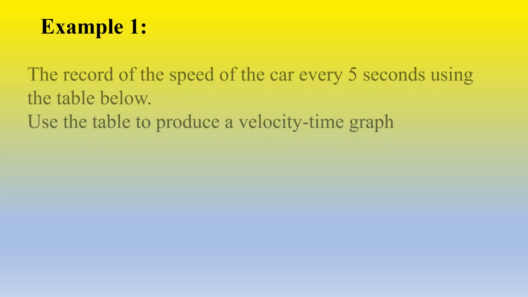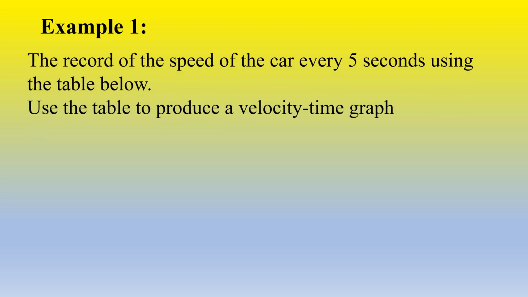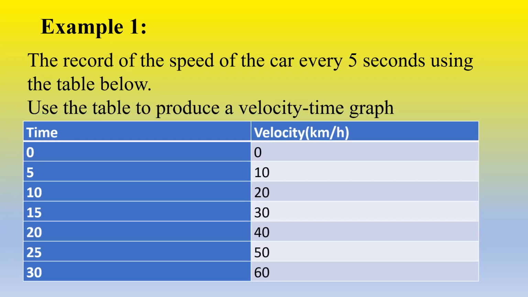Example 1. The record of the speed of a car every 5 seconds is given in the table below. Use the table to produce a velocity time graph. The table records indicate that at 0 seconds the velocity is 0 km per hour. At 5 seconds the velocity is 10 km per hour. At 10 seconds the velocity is 20 km per hour.